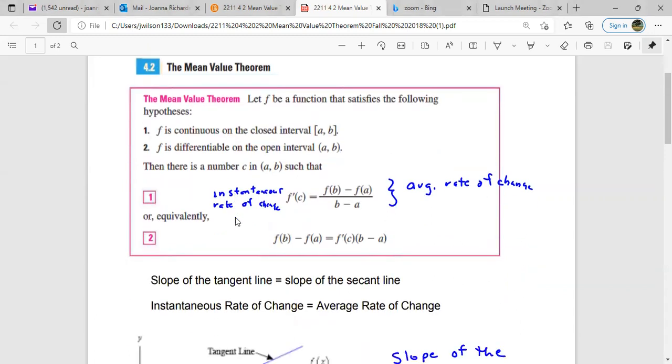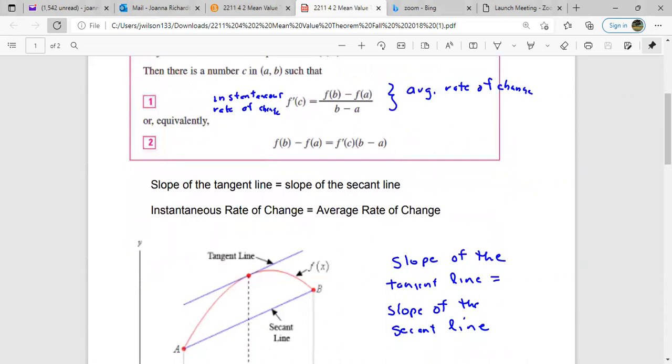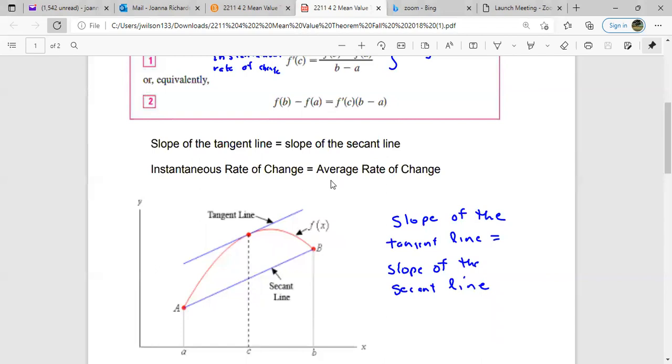So also remember that the instantaneous rate of change is the same thing as the slope of the tangent line. And the average rate of change is the same thing as the slope of the secant line. So you can also think of the mean value theorem as saying that somewhere in the interval, the slope of the tangent line will be equal to the slope of the secant line, which means the same thing as instantaneous rate of change will be equal to average rate of change.